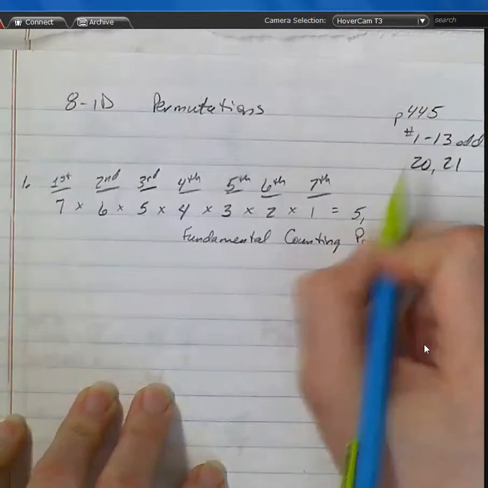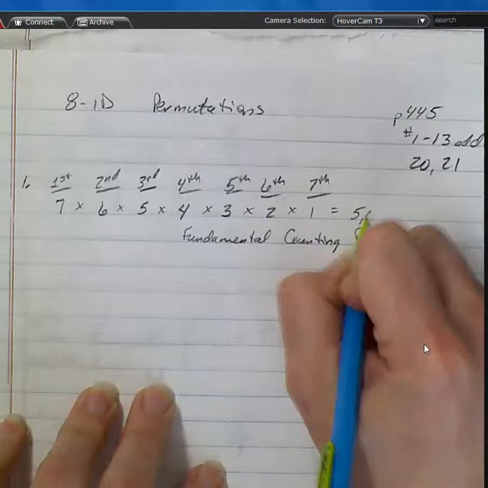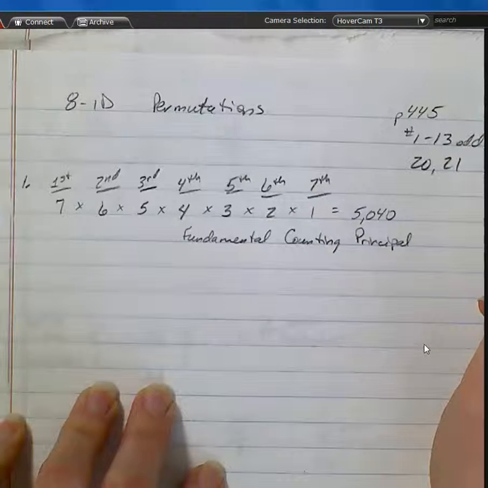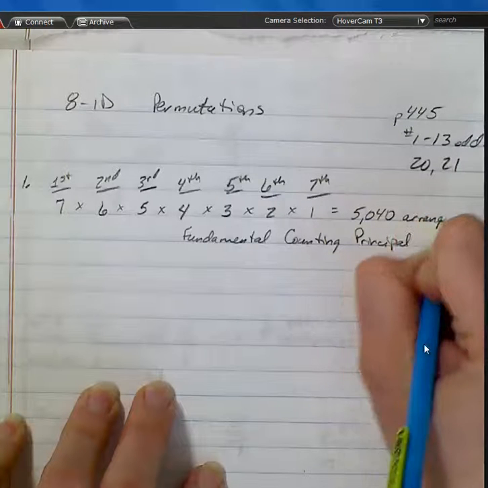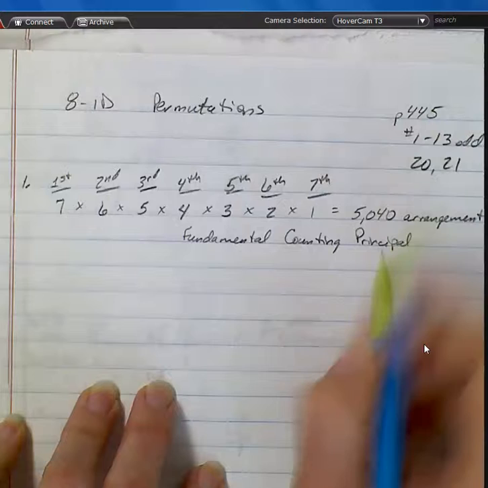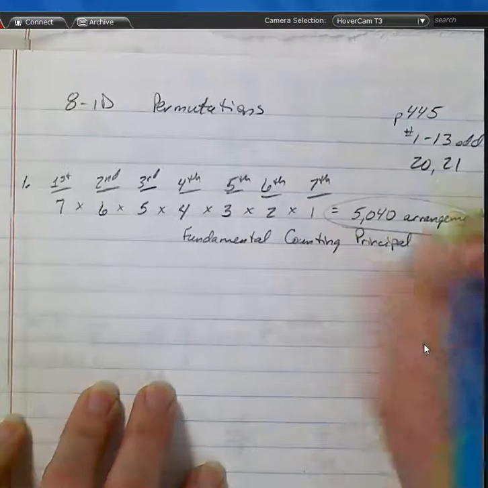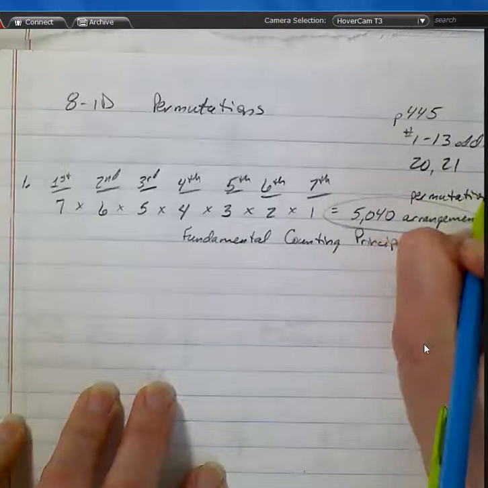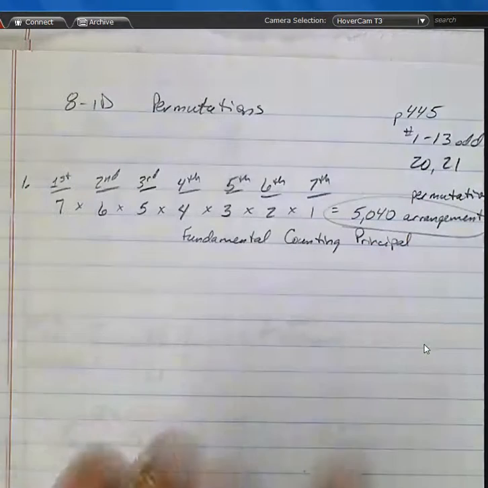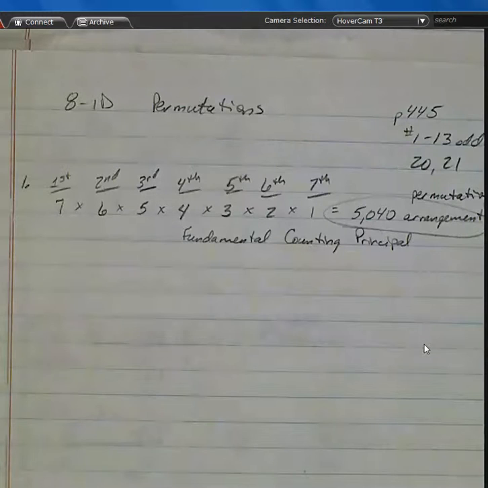When you plug all of those in, good. I think you're right. It's 5,040 arrangements. It's 5,040 arrangements, or write this label, permutations. Permutations. That's a word you need to know. What is a permutation? It's in yellow. What's a permutation? Shaylin.